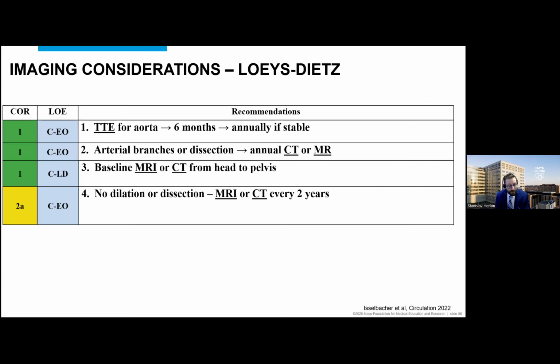What about Loeys-Dietz? Echo is important, but remember, these individuals have arterial branch aneurysms or dissection, so they need to have annual cross-sectional imaging in addition to echo. And their baseline cross-sectional imaging should include head to pelvis because they can have intracranial aneurysms or dissection. If you don't have any dilation or dissections, you don't need to repeat it every year, but every 2 years. But this is critical. This is not just echo.